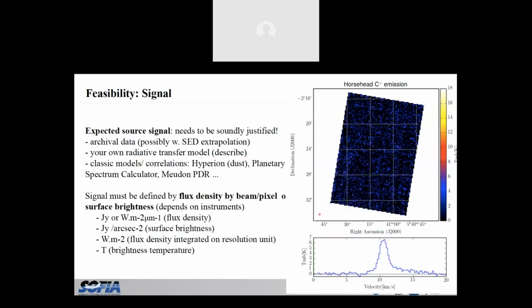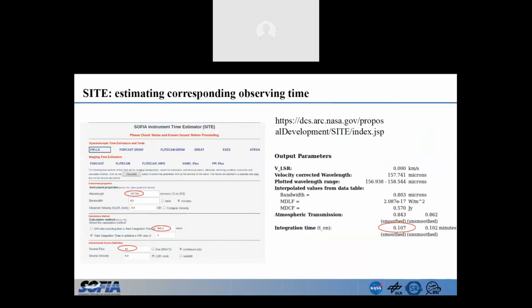You will need then to find the expected signal of the source, and that can be challenging. You can get that from archival data, from your own models, but we will check that at the technical review stage. So please be thorough and careful on that, especially with flux density or surface brightness; how you define your expected source signal may vary depending on the instrument.